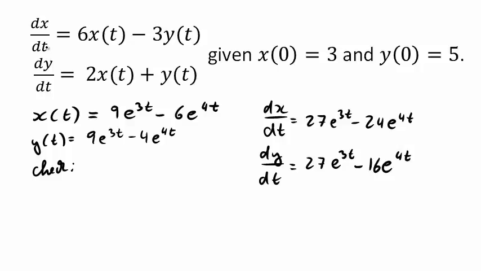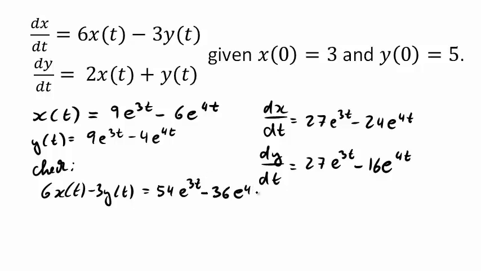Now the right-hand side, let's put that together. What is 6x of t minus 3y of t? That is going to be 6 times this up here. So 6 times 9 is 54 e to the 3t. Minus 6 times 6 is 36 e to the 4t. That's the first part here. And then I've got minus 3y of t. So that means minus 3 times this here.